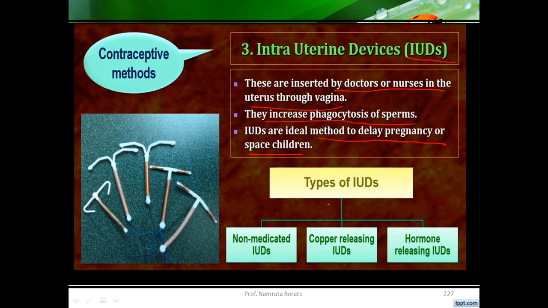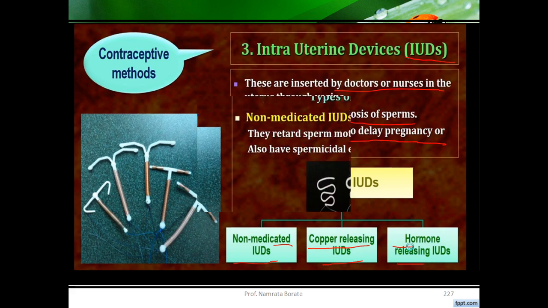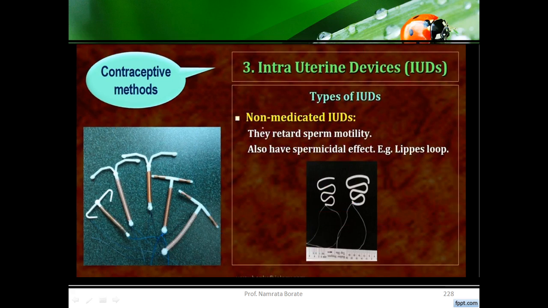There are three types of IUDs. The first one is non-medicated IUDs, the second one is copper-releasing IUDs, and the third one is hormone-releasing IUDs. Let us see the first one, the non-medicated IUDs. They retard sperm motility and also have a spermicidal effect. An example is Lippes Loop, which retards the sperm motility.